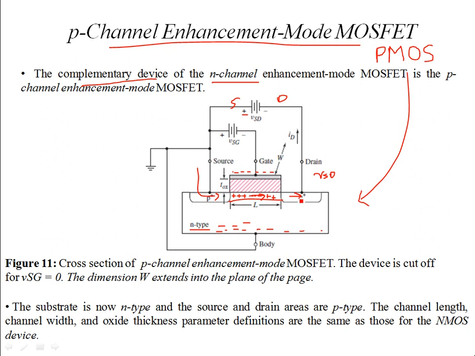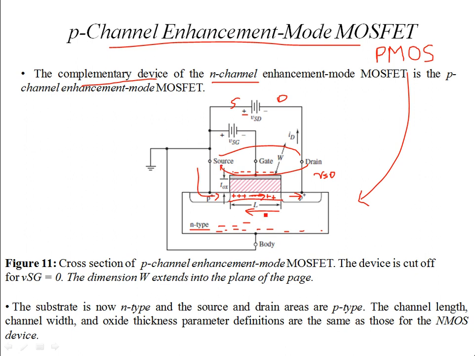If you consider the direction of conventional current flow, the conventional current flow direction will be the opposite of the hole carriers' movement. The hole carrier movement is from source to drain. The conventional current is the other way around. It's always taken the other way around.